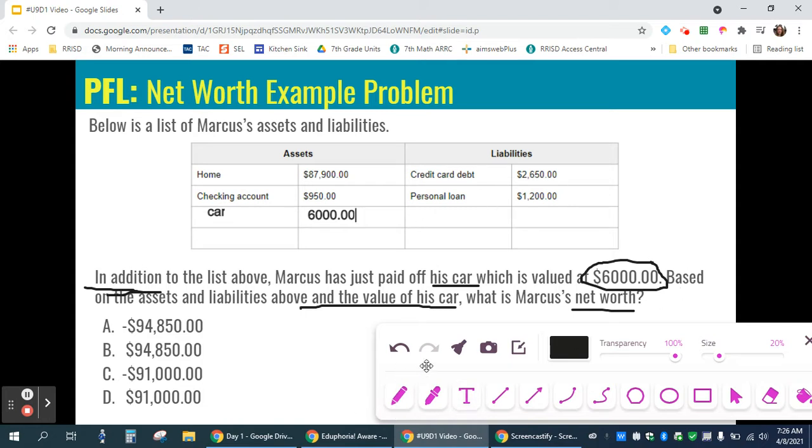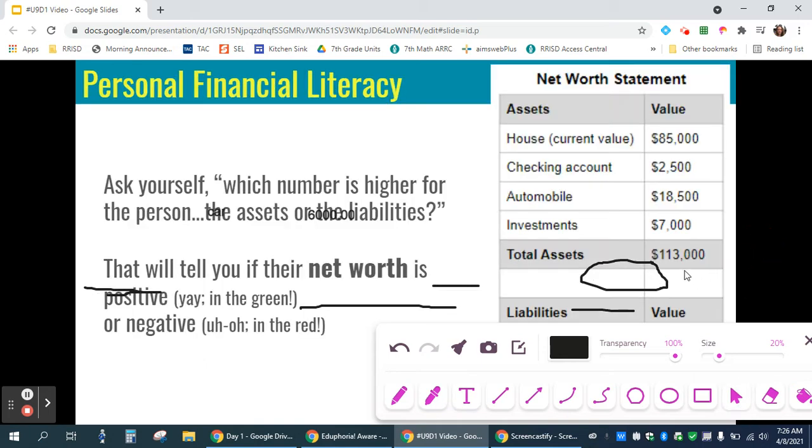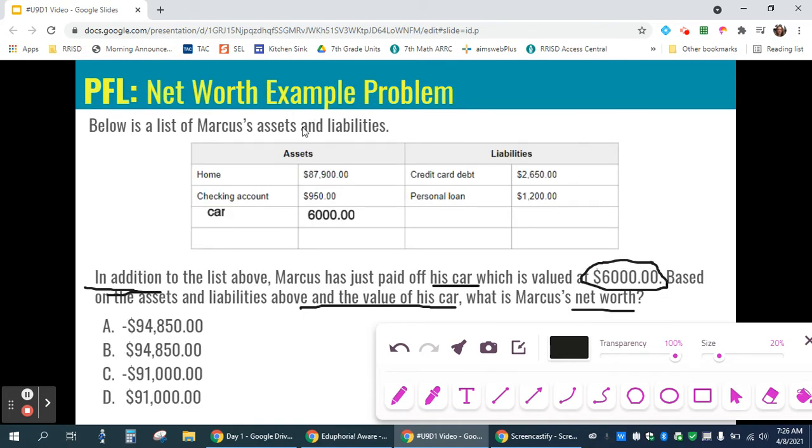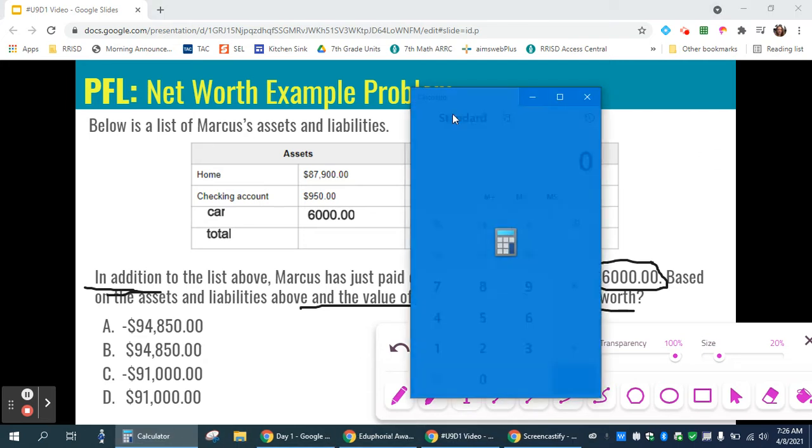Okay, so we've identified that we have some assets and some liabilities. We need to add them up to find the total amount of each, and then find the difference to see, okay, is he in the positive in the green? Does he have more assets or does he have more liabilities? Okay, and by how much? What's his net worth? So I'm just going to quickly add up these assets.